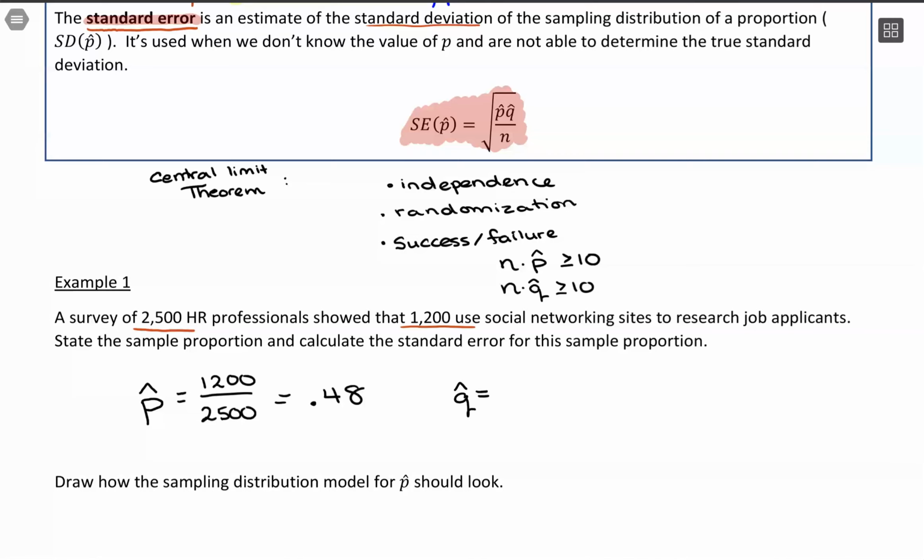And then they didn't ask for this directly, but we're going to need it in our calculations eventually. If you take p hat, it's a good idea to just grab q hat, which again is 1 minus 0.48, so 0.52. And then our standard error for sample proportions, we're going to take the square root of 0.48 times 0.52 over our sample size of 2,500, which will round to 0.01, but I'll show you some extra decimal places, because this ends up with a bunch of nines.